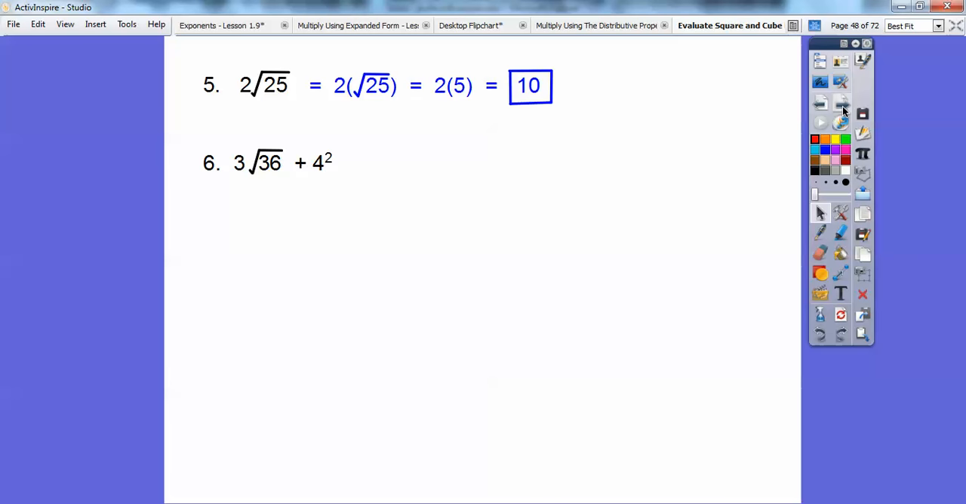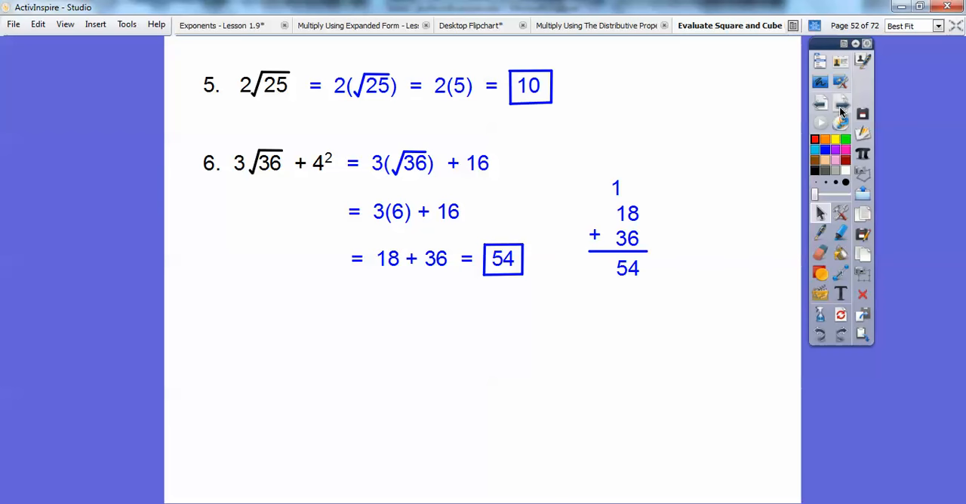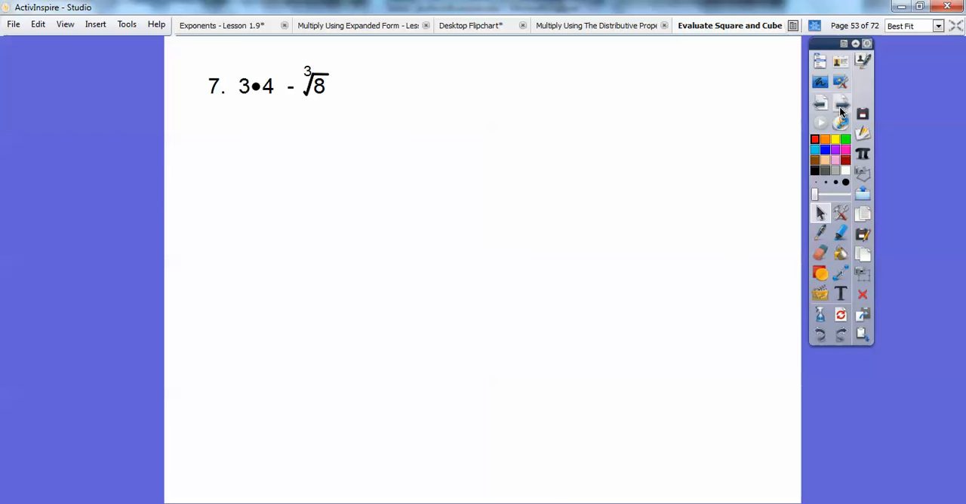Okay, here 3 square root 36 plus 4 squared. Well, 3 square root 36 is 3 times the square root of 36, and then here's my 4 squared. 4 squared is 16 right there. And then the square root of 36 is 6, so 3 times 6 is 18, and then 18 plus 16 is 34. Okay, 3 times 4 minus the cube root of 8. Let's do 3 times 4 first, which is 12. The cube root of 8 is 2. 12 minus 2 is 10.